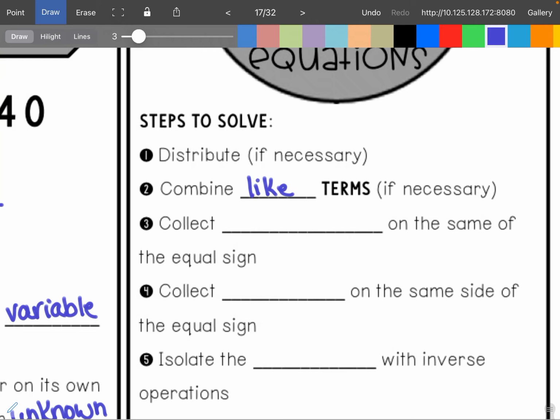Combine your like terms. And remember, like terms are like combining 3x and a negative 2x. Those are like terms. If you have constant terms like 5 and 6, as long as they're on the same side of the equal sign, you can combine those like terms. You also want to collect your variables on one side of the equal sign. So if you have variables on both sides of the equal sign, you'll want to move them to the same side, and you're going to do that by either adding or subtracting them.